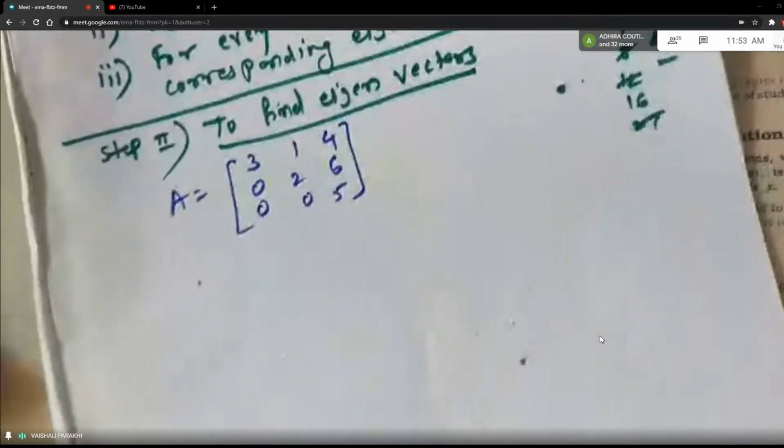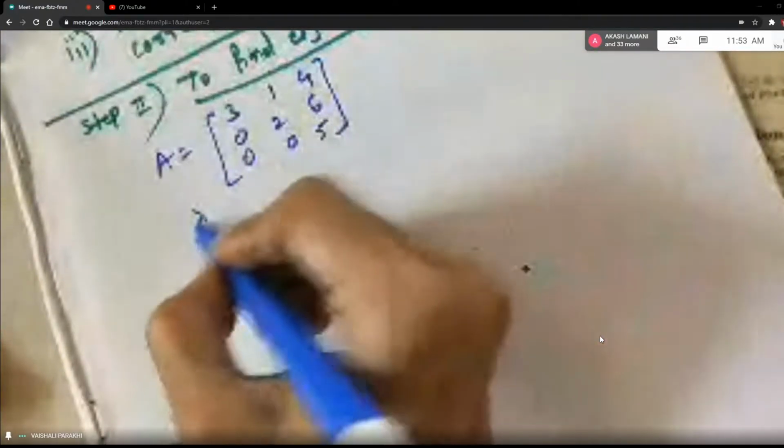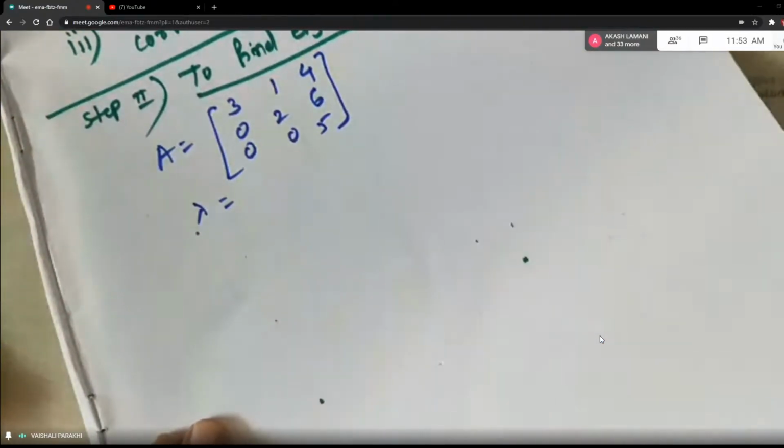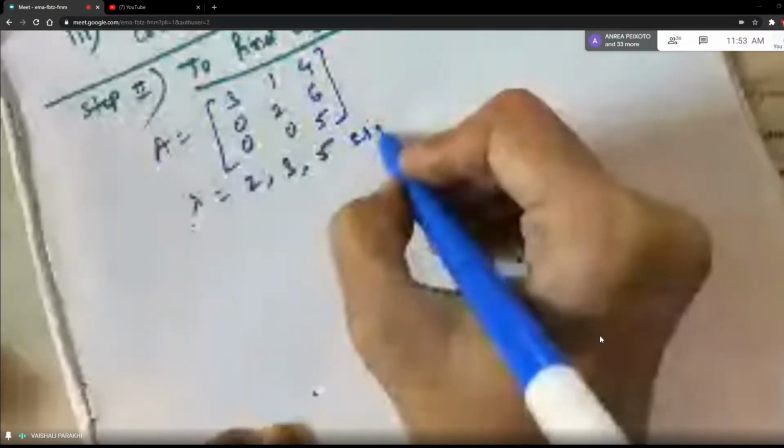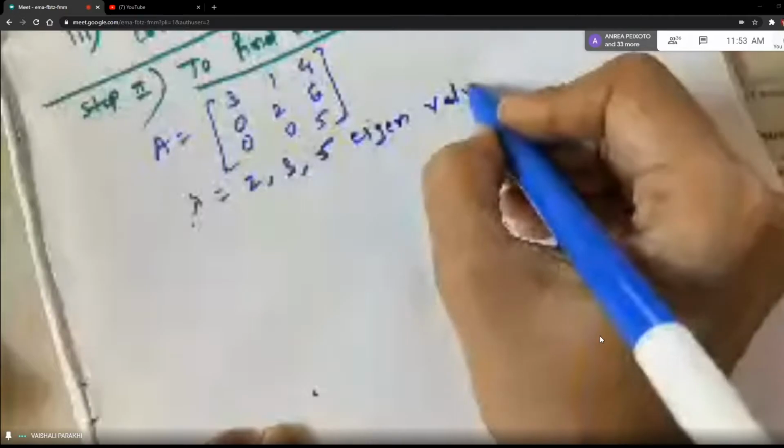And can you tell me the eigenvalues also, which we got yesterday? We got eigenvalues, right? 2, 3, 5. Thank you. So these are your eigenvalues.